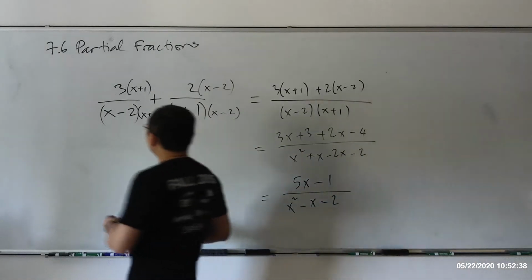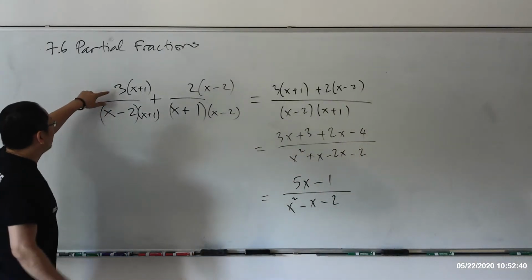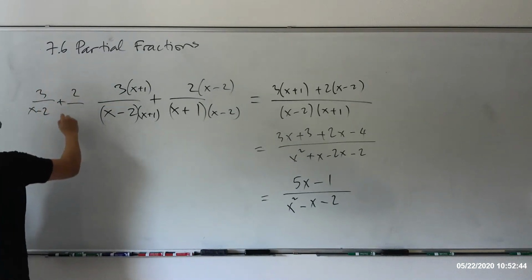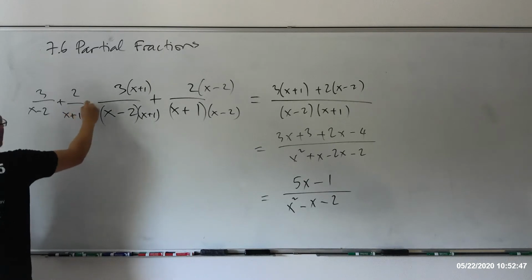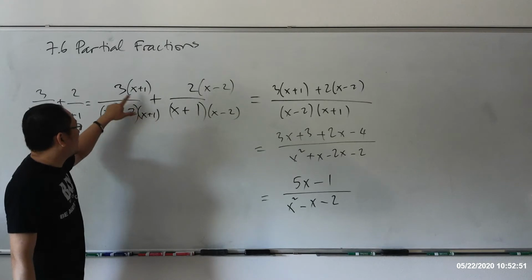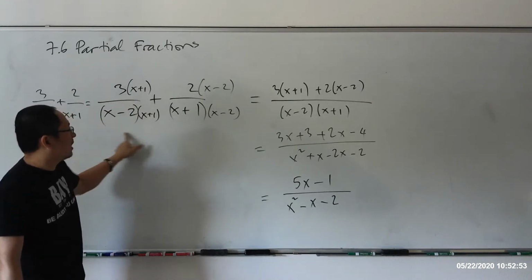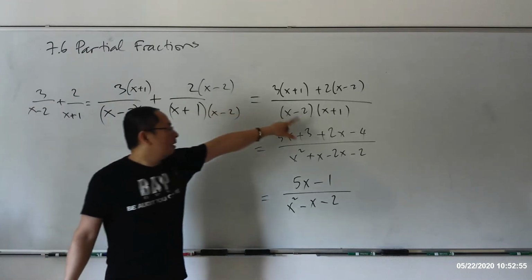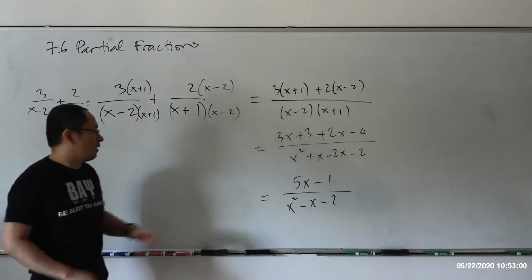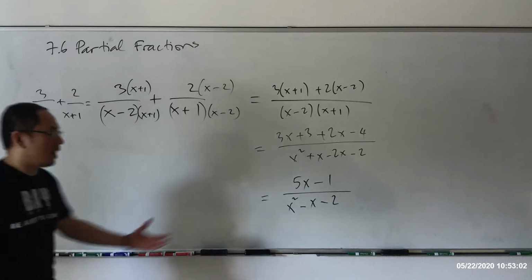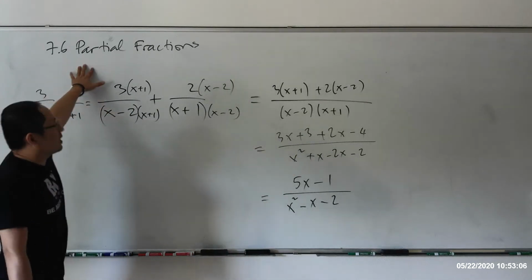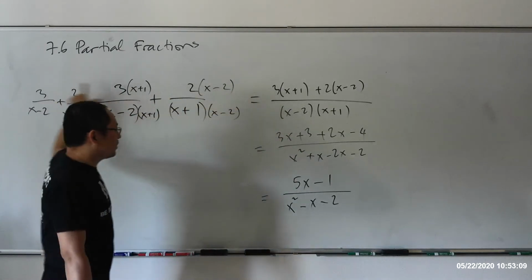So we started with 3 over x minus 2 plus 2 over x plus 1, and then we looked for the common denominator. We multiply each fraction by the missing factor so that they have the same denominator, and then we put them all together, and it becomes one fraction. Simplify by combining like terms, and we have the answer. This is the sum of the two fractions. What we learn in this section today is the opposite procedure.